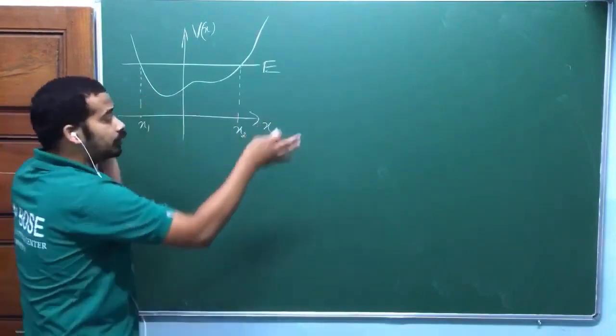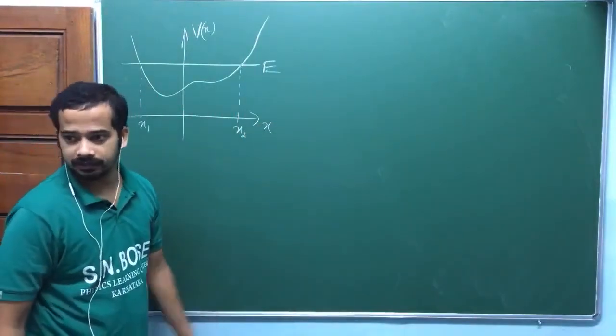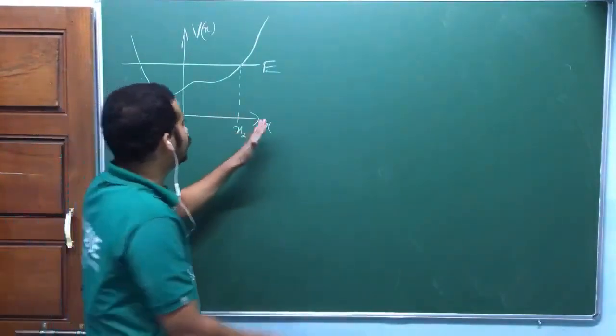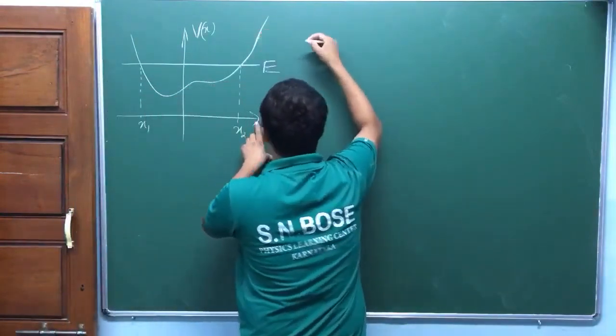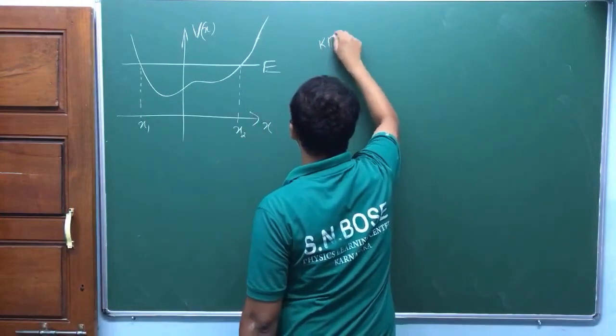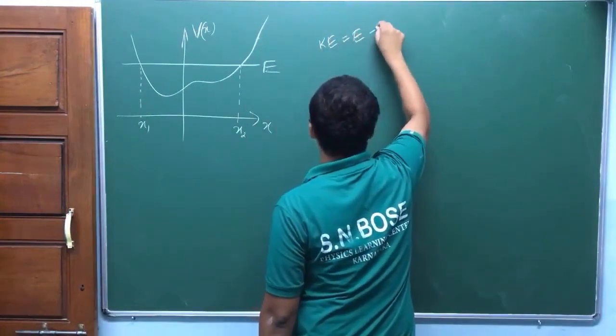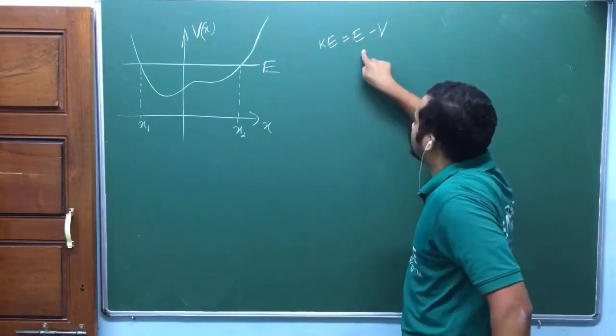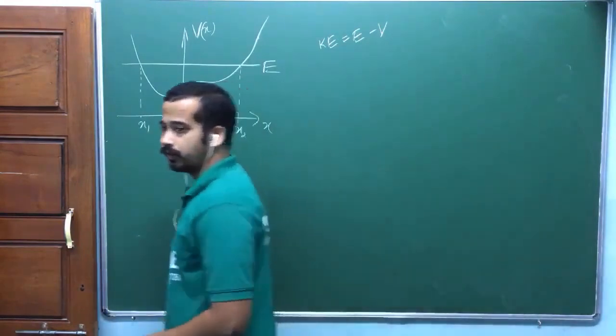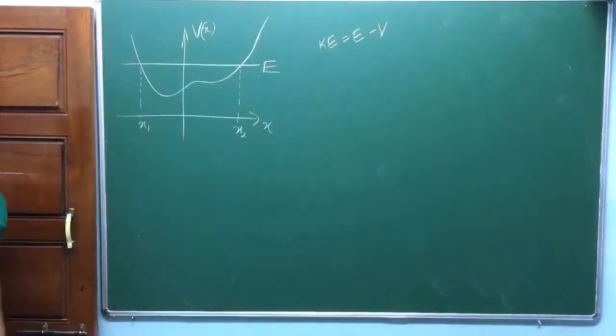It will never go outside, am I right? Classically. Because if it goes outside, in that region, your potential energy is higher than the energy. So what is kinetic energy? Energy minus V, isn't it? If potential energy is higher than the energy, kinetic energy is negative. That will never happen classically.